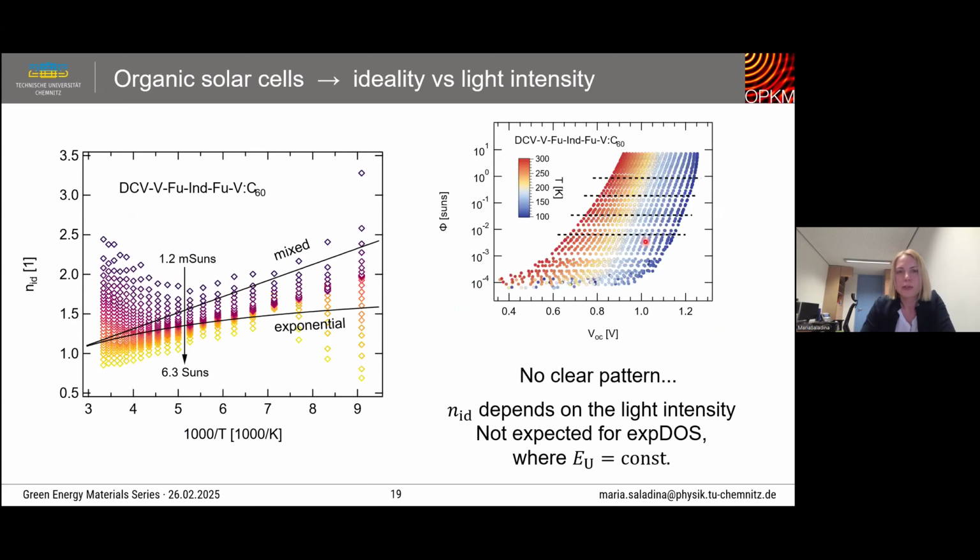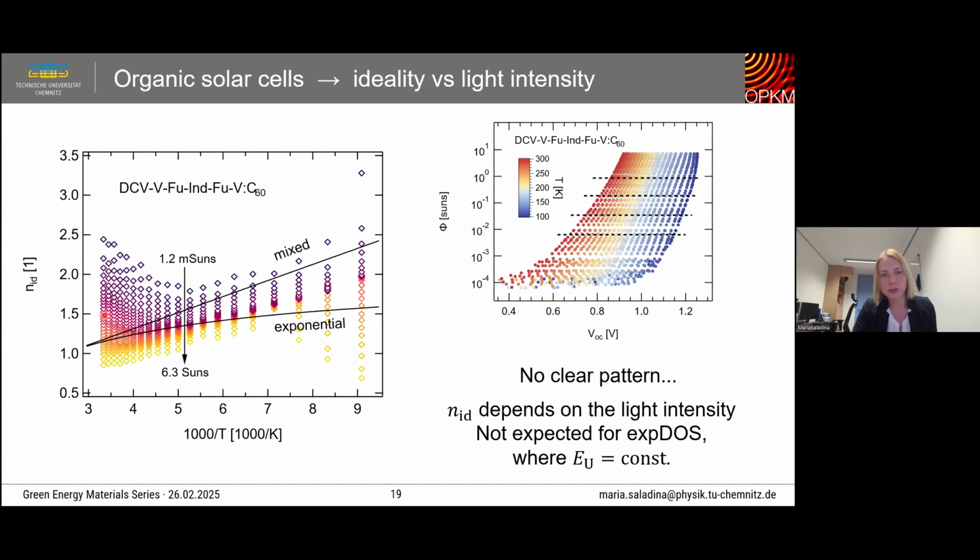So first, let's take the evaporated solar cell as an example. And first, we analyze the temperature dependence at a given light intensity. So these dashed lines represent the slices of the data. And here I have the ideality factor plotted versus temperature and two models as a guideline. So you probably can't have any conclusions about the data because it's all over the place. But probably we can get some hints on where to look next.